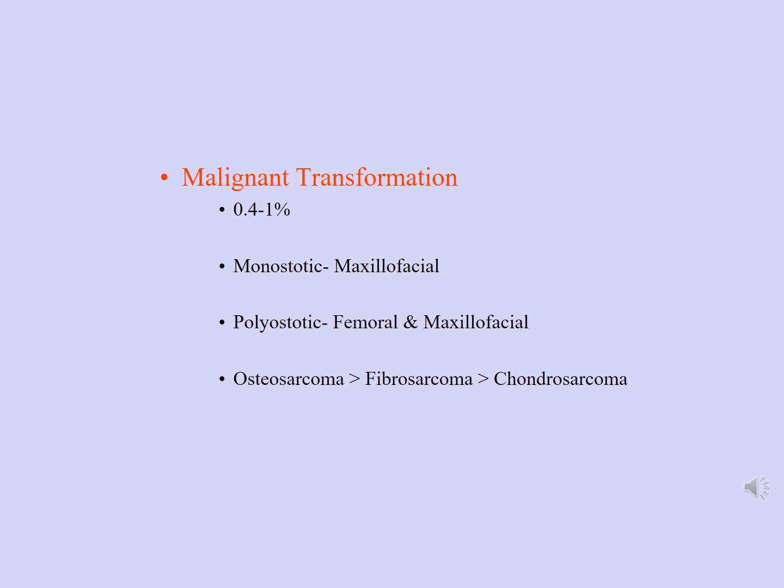In fibrous dysplasia, a 0.4 to 1% chance of malignant transformation is seen. Monostotic is when a single bone is affected. Usually it affects the maxillofacial region. When a patient has polyostotic, generally the bones that are affected are the femur and maxillofacial region. In terms of malignant transformation that can take place in fibrous dysplasia, the highest chance is osteosarcoma, followed by fibrosarcoma, and lastly chondrosarcoma.